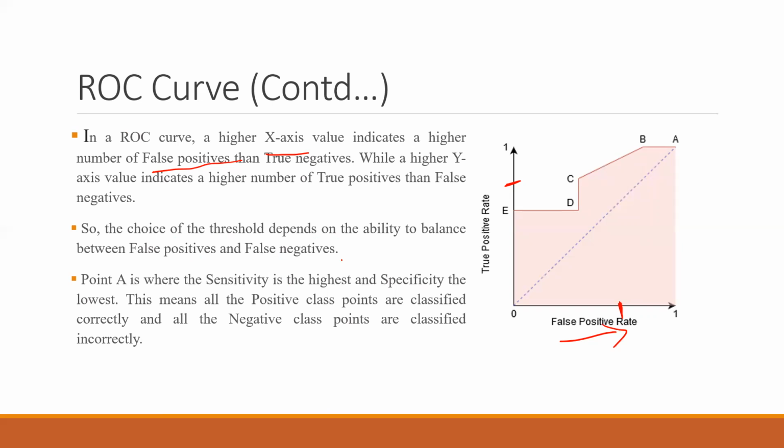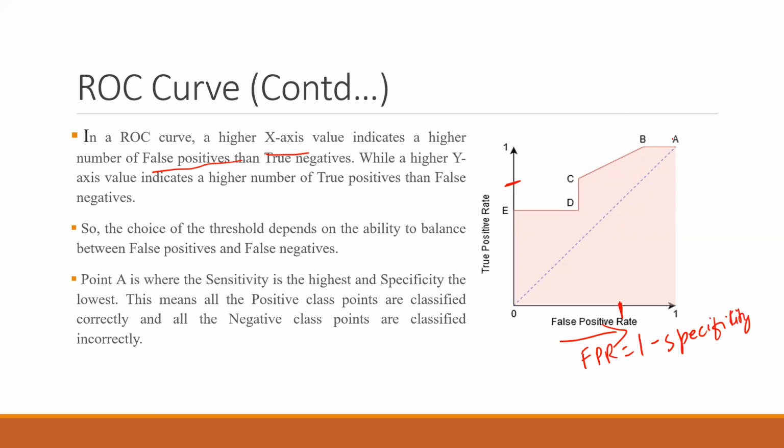And now we are going to discuss which point shows what, right? So what does this A mean? What does this B mean? We will be discussing all these things. So point A is where the sensitivity is the highest and specificity the lowest. Because my FPR is equal to 1 minus specificity, right?